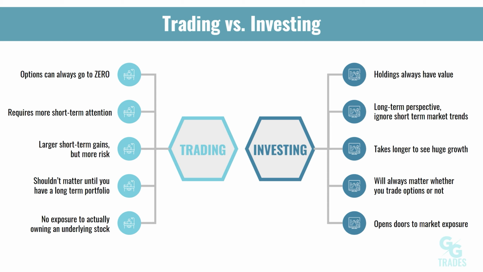So let's get right into trading versus investing. This is a key thing that I think beginners should always be aware of. They need to keep this in mind. And when it comes to trading, when you're trading options can always go to zero. So they can expire worthless, and anything that you buy, it's basically money you should be okay with going to zero. When you're trading options as well, it requires a lot more short-term attention. Anything can happen in the middle of the day. You could be up 150%, and then before you know it, you could be down 25%. Of course, everybody knows options leads to larger short-term gains, but it's much more risky.